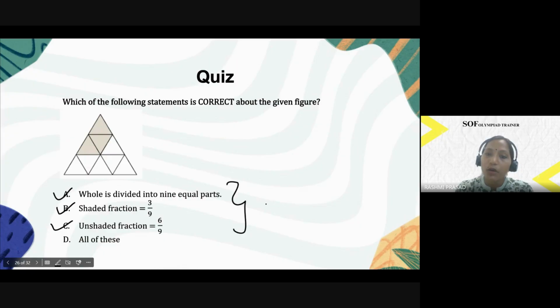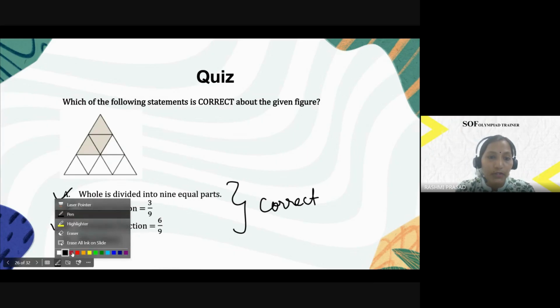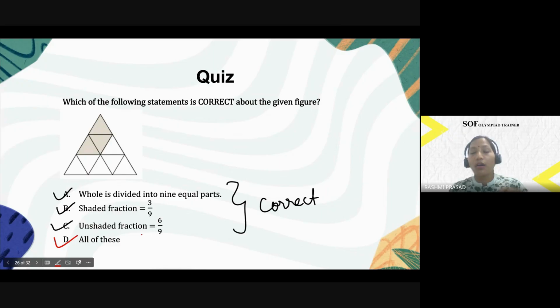So all these three options are correct. If all these three options are correct, then you must mark option D. What option will you say? D, all of these. Understood? If all the above three options are correct, then you have to mark option D, all of these. So those who gave the answer D are absolutely correct. All of the options are correct. Yes, Roshni, do you have a doubt? Tell me.